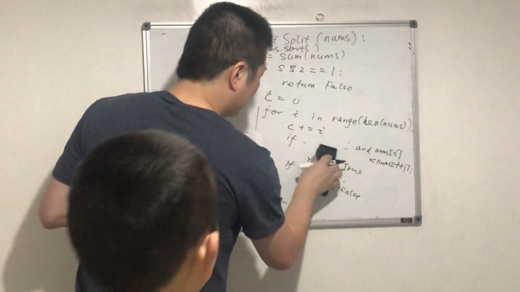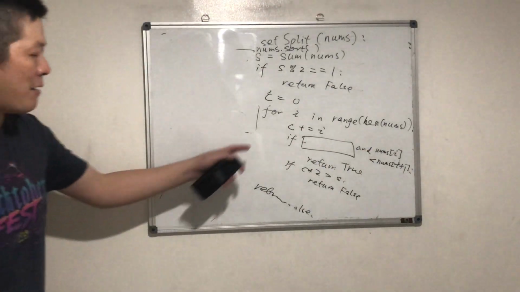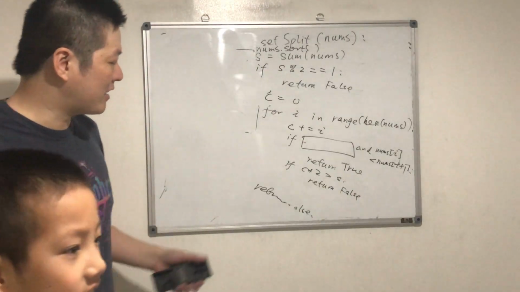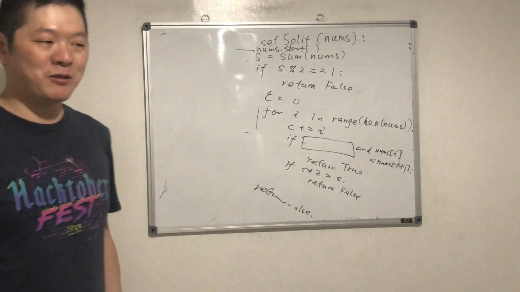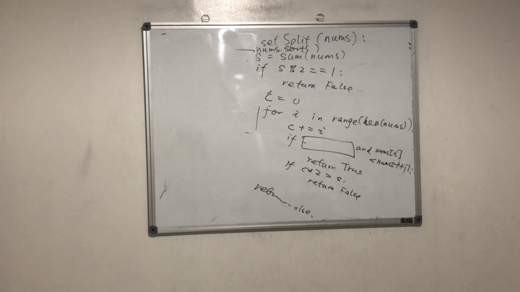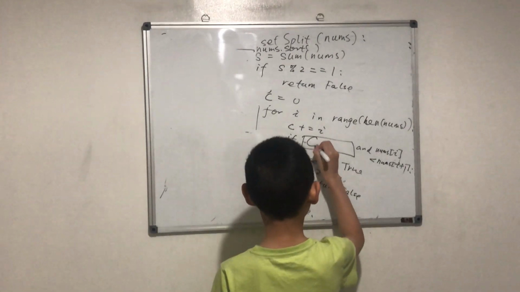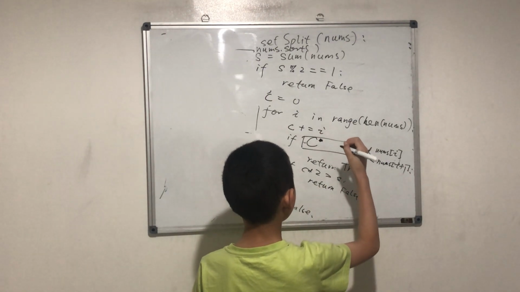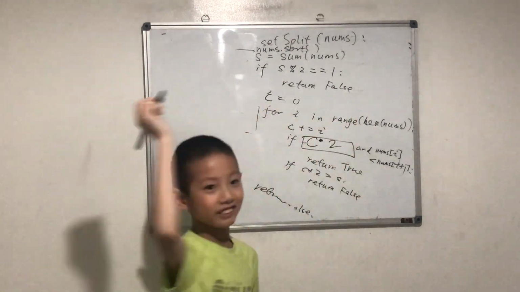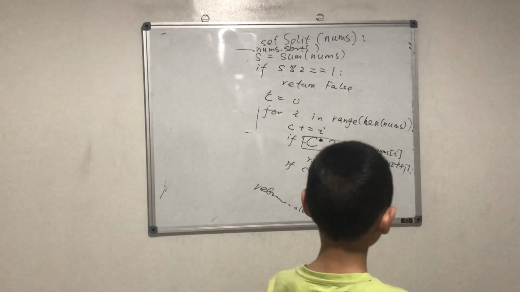Okay. What's here? Something with 2. What's here? Okay, the last one. What are we checking here? If we need to find the half, right? So how do we check it there? C times what? How many C will equal S? C times 2 equals what?